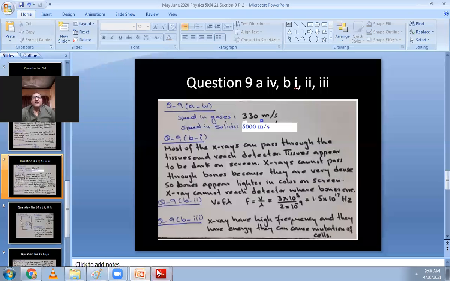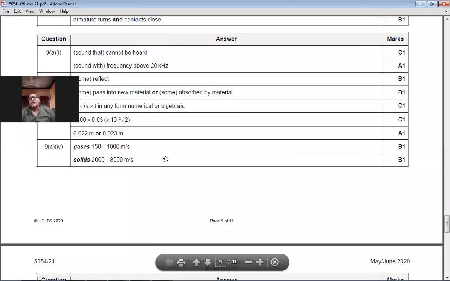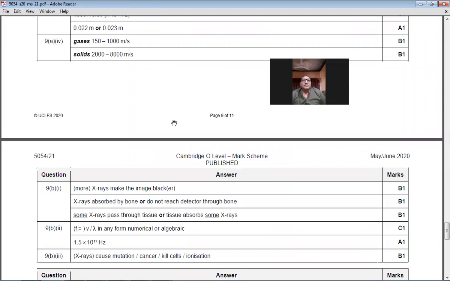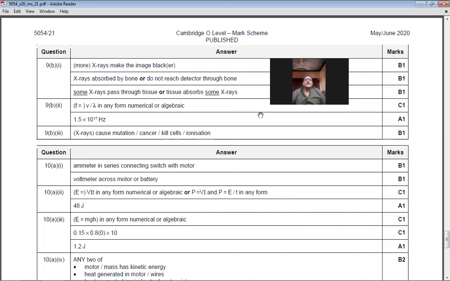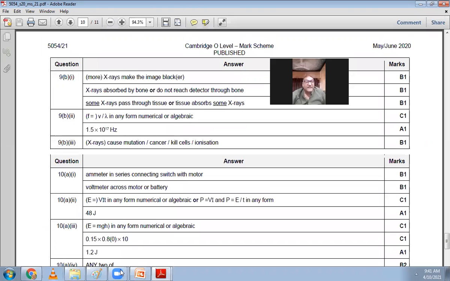Let me show you the marking scheme as well. Let's check the marking scheme. Okay, it says X-rays make the image blacker when the X-rays reach the detector. That portion where the X-rays are actually able to reach the detector will become darker. X-rays absorbed by the bone do not reach the detector through bone. Some X-rays pass through the tissue, or tissue absorbs some of the X-rays. So this is how you have to write this answer. I think our answer is perfect.